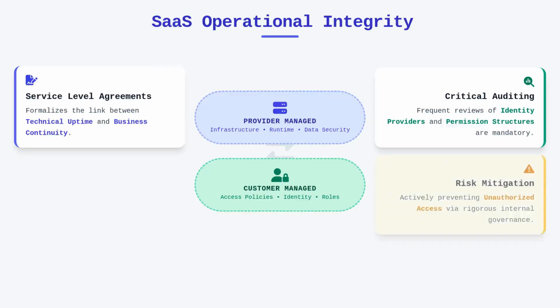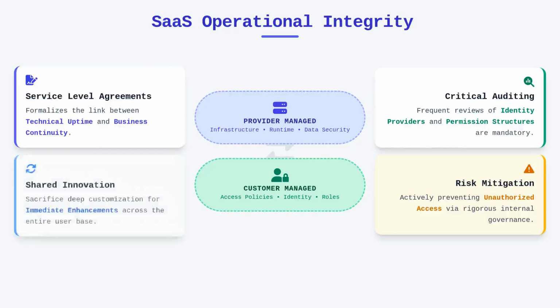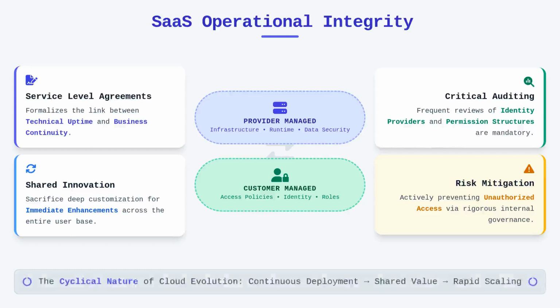risk of unauthorized access. While we sacrifice the ability to perform deep, engine-level customizations, such as modifying the core source code of an ERP system, we gain the immense benefit of shared innovation across the provider's entire user base. Every enhancement released by the provider is immediately available to the consumer, reinforcing the cyclical nature of cloud service evolution.